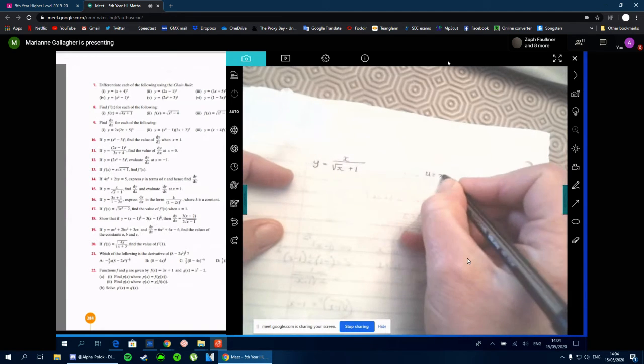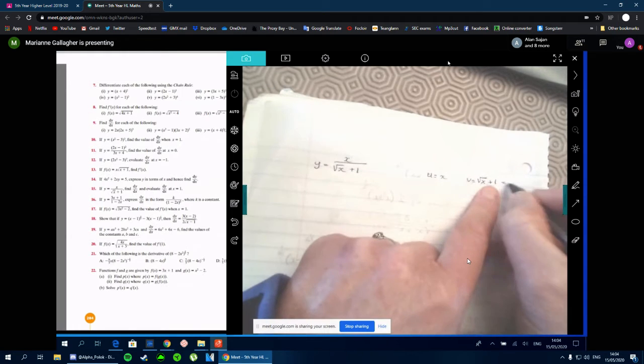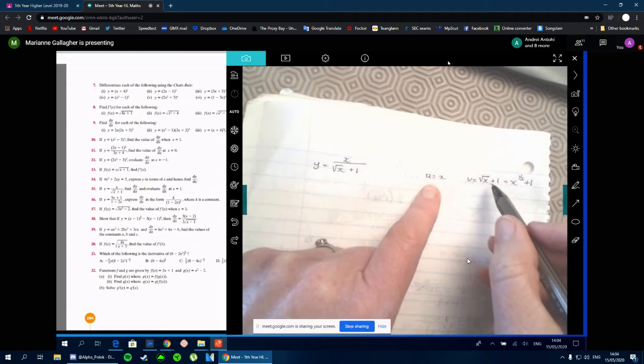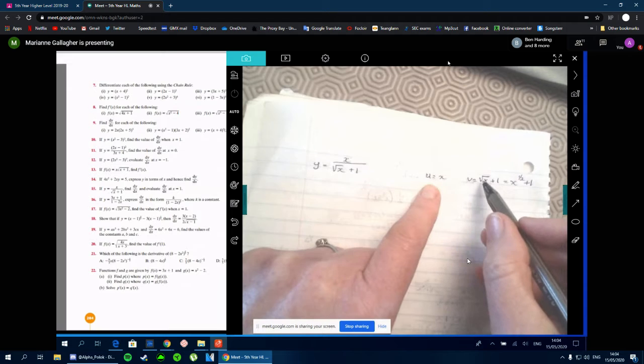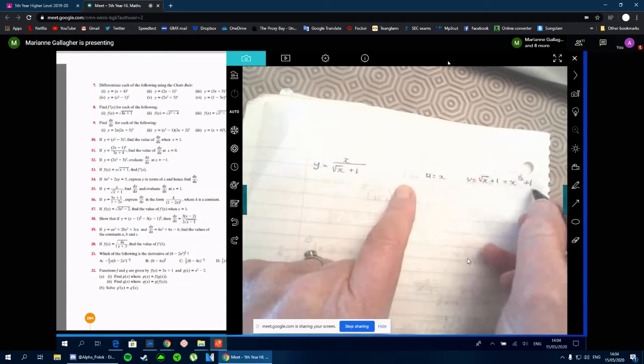So u is the top and v is the bottom. And I would rewrite my root as a power, okay? But I'm doing that because we're still in the early stages. If you're confident enough, you can just leave it like that, because by now we kind of know it's 1 over 2 root x. But if you want to go through it step by step, you can keep doing this bit.